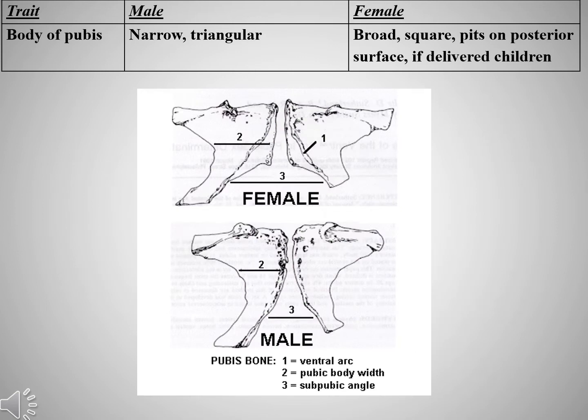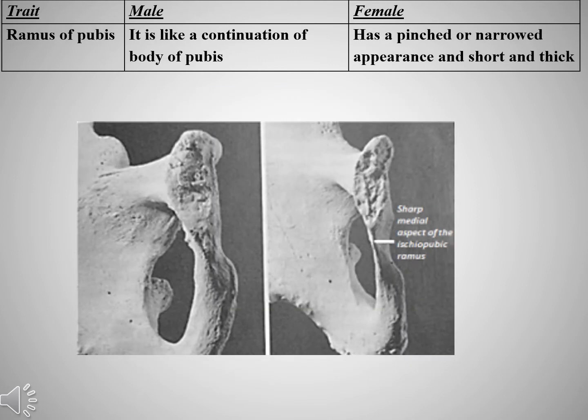Considering the body of the pubis, in male pelvis it's narrow and triangular. In the female pelvis, it's broad, square, and if delivered children, there are pits on the posterior surface as well. In the male pelvis, ramus of pubis is like a continuation of the body of the pubis, whereas in the female pelvis, the ramus of pubis has a pinched or narrowed appearance and it's short and thick.